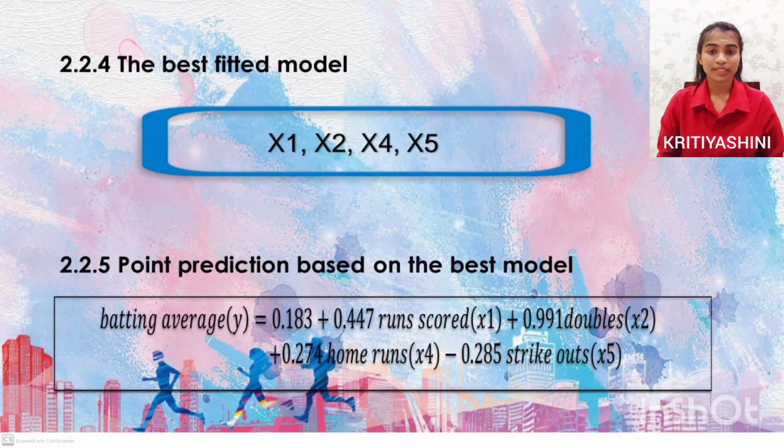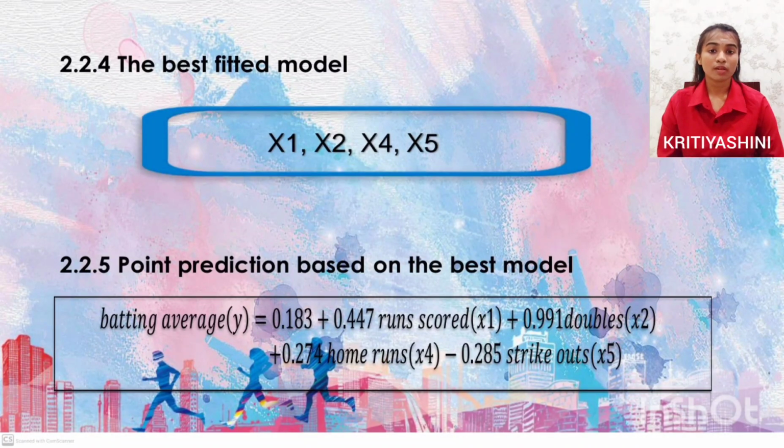So now we're going to choose the best fitted model based on the model comparison. The model with x1, x2, x4 and x5 shows the best model, which has a high R-squared adjusted and the R-squared predicted does not fall off. The Mallows' Cp is almost exactly equal to the number of predictors or independent variables. Now look at the point prediction based on the best model equation, which is x1, x2, x4. Point prediction: batting average equals 0.183 plus 0.447 plus 0.991 plus 0.274 minus 0.285.